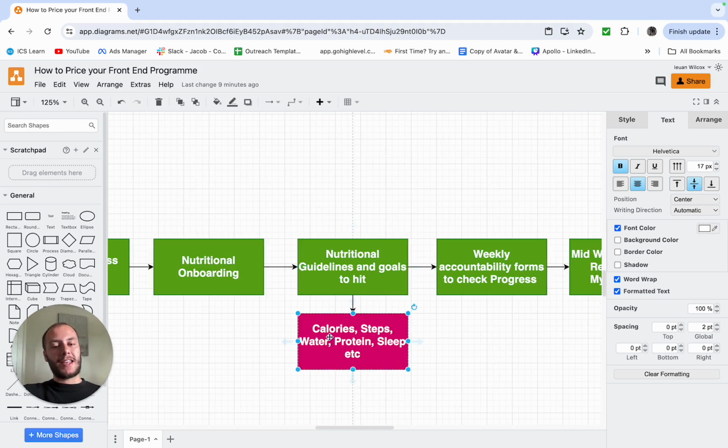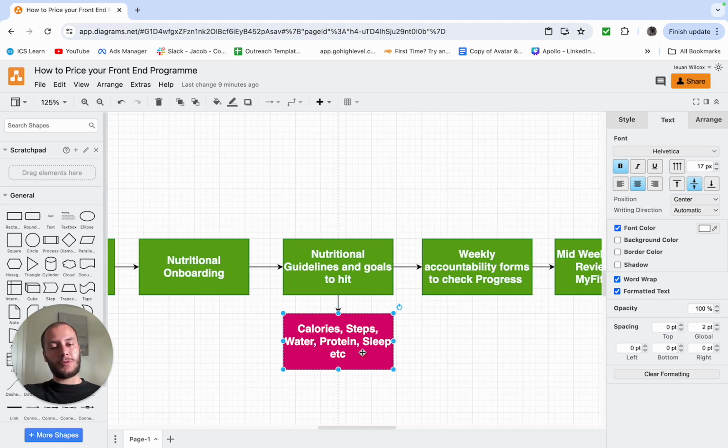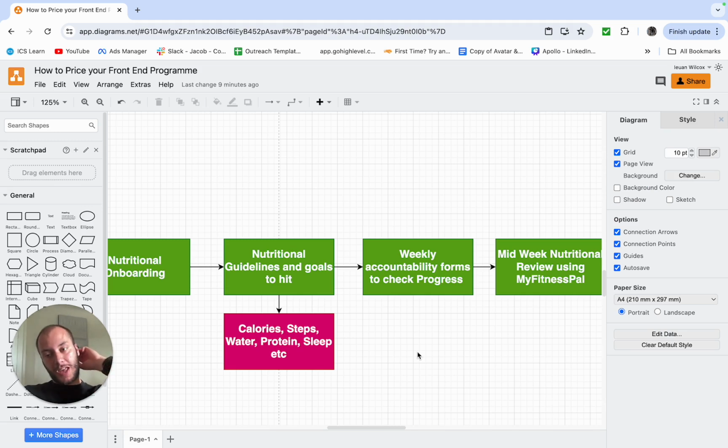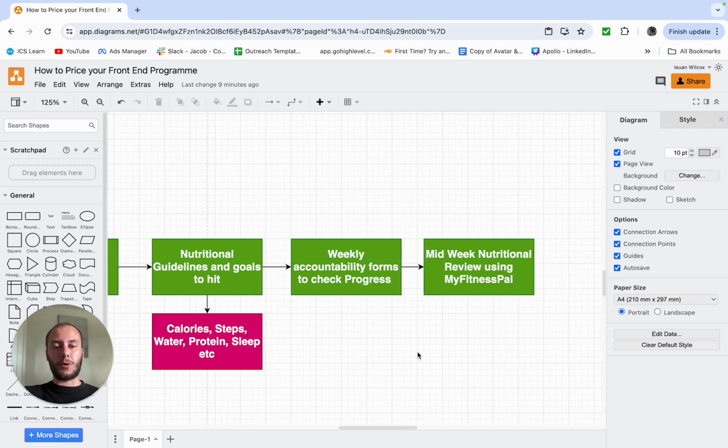So you want to give them their calorie goals, step goals, water, protein, sleep, etc. You want to be sending them weekly accountability forms so that they're being accountable to not just themselves, but also to you when it comes to hitting those goals. And obviously, if you do this right, if they're doing fat loss, they're going to lose a load of weight, which is going to make them raving fans about you, and they're going to be great testimonials. So make sure you have weekly accountability forms.